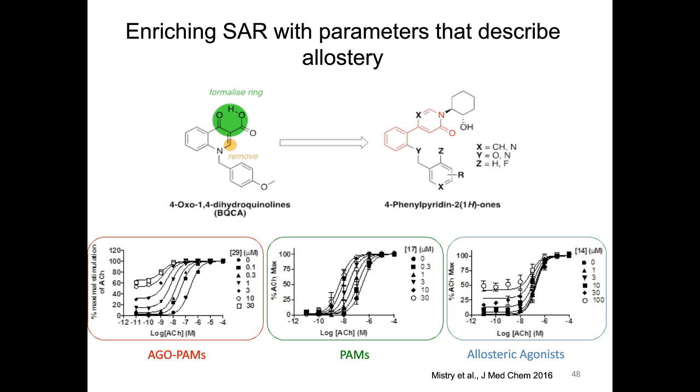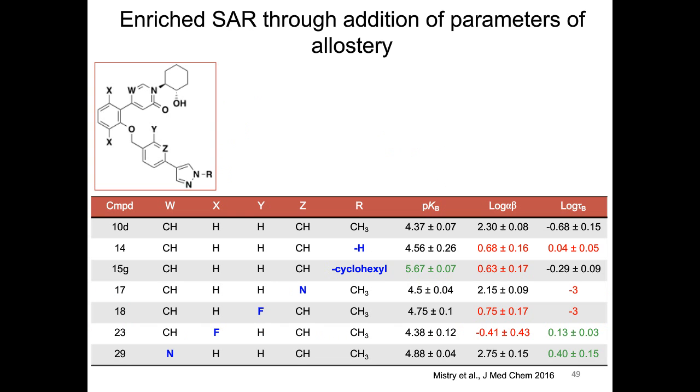This next slide illustrates how the incorporation of parameters that describe separate allosteric behaviors, such as affinity, cooperativity, and efficacy, can add texture to such structure-activity studies. And we can see that quite subtle changes in structure can have quite significant effects on a particular parameter while sparing other parameters. Such effects might be lost if one simply looks at changes in potency of a modulator to potentiate, for example, an EC20 concentration of an orthosteric agonist.